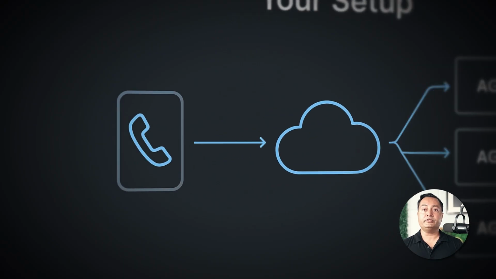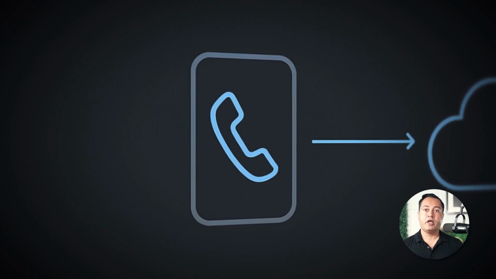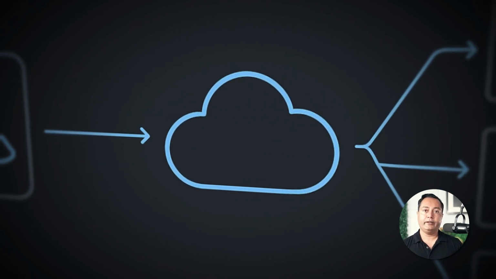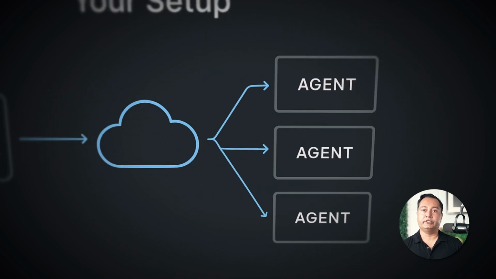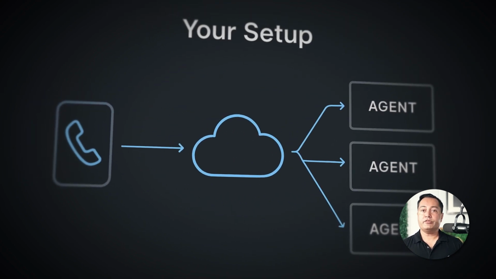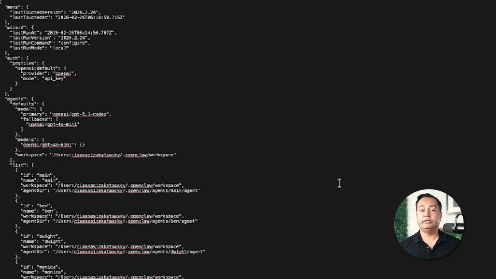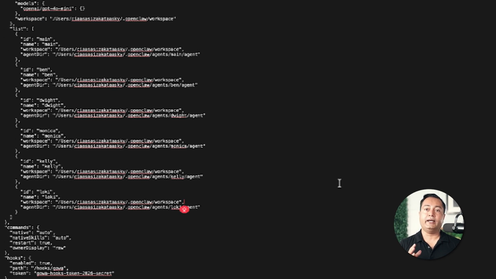Step 1, configure the webhook. When someone sends a message to our WhatsApp number, the bridge fires an HTTP post to our OpenClaw endpoint. OpenClaw receives the message, parses who sent it and what they said. Step 2, set up command routing. This is where it gets powerful. OpenClaw looks at the incoming message and decides which agent handles it.